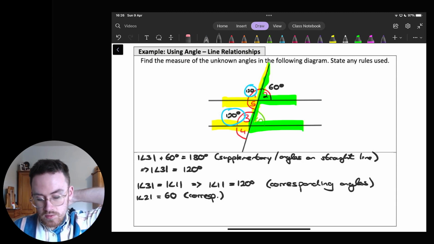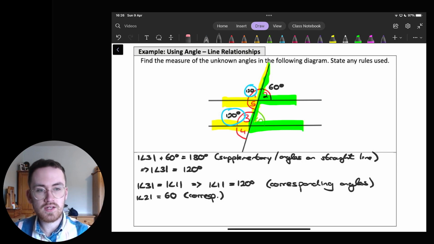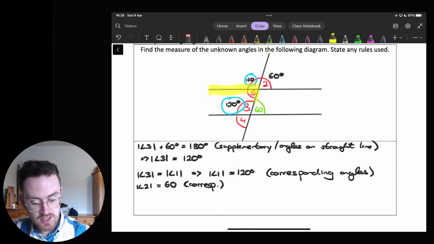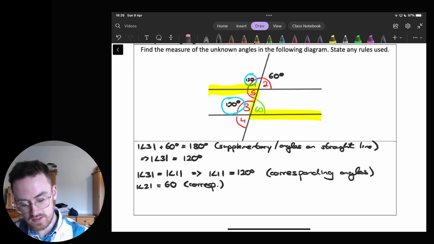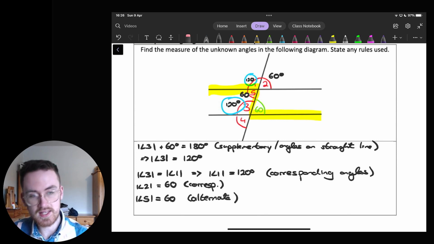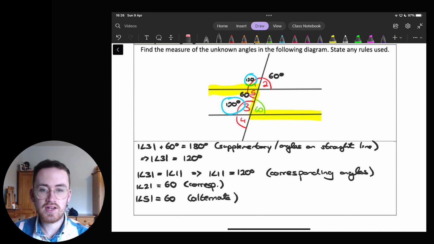Now we might want to use one of our other rules to find one of the other angles. Just to show it off, let's try and get angle 5, and this time we're going to use our Z shape. We get that angle 5 is equal to 60, and that is from them being alternate angles. So angle 5 here would be 60, and it still works out that angle 5 and angle 3 add up to 180, which was our interior angles. So we're happy enough with that one.